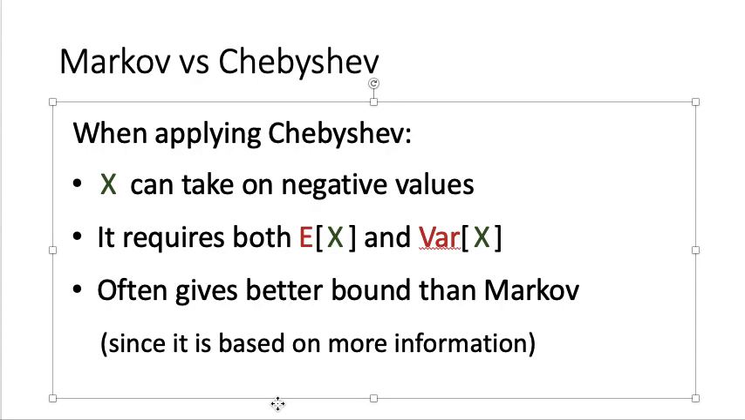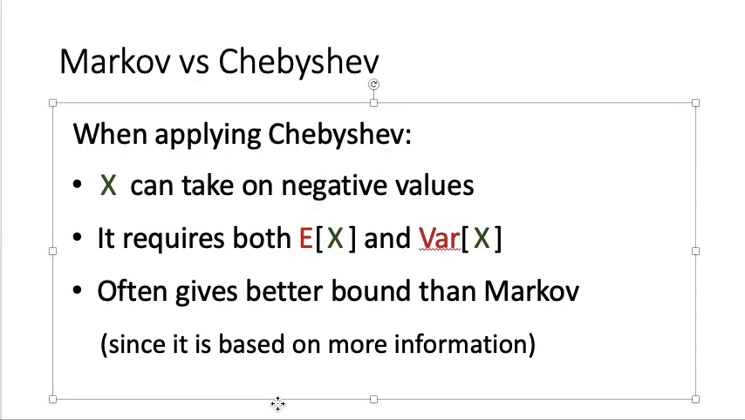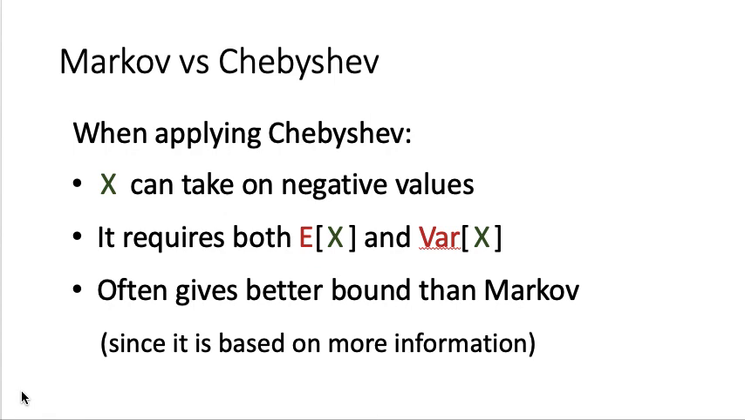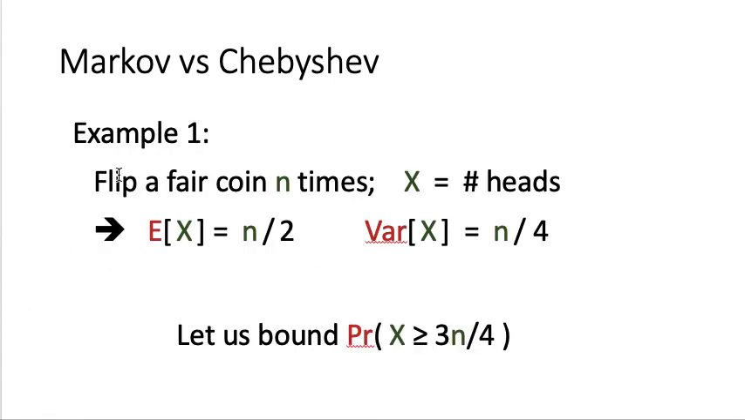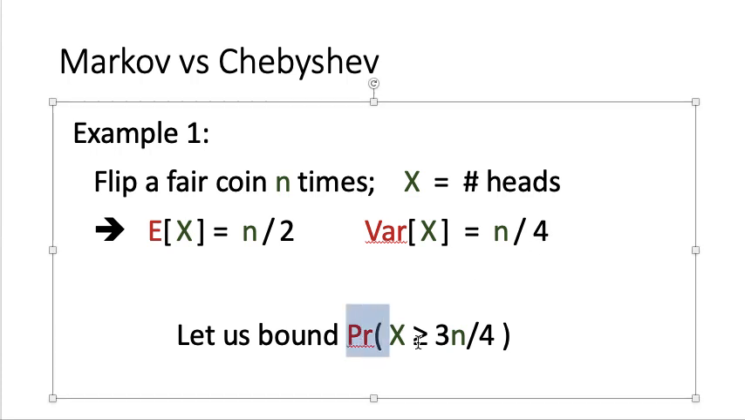So let us see two examples here. The first one: let us say we are going to flip a fair coin n times, and we let X be the number of heads. Based on this, we can immediately compute that E[X] is equal to n over 2, and the variance of X is equal to n over 4, so n times p times 1 minus p, npq, so n over 4. And let us try to bound the probability of X greater than or equal to 3n over 4.